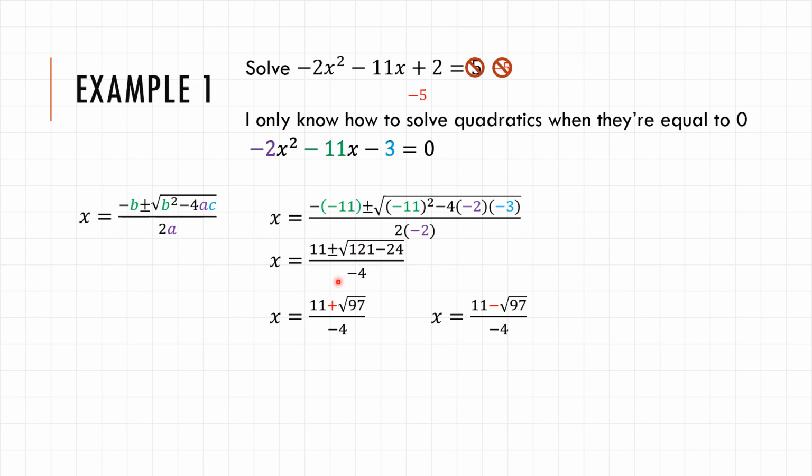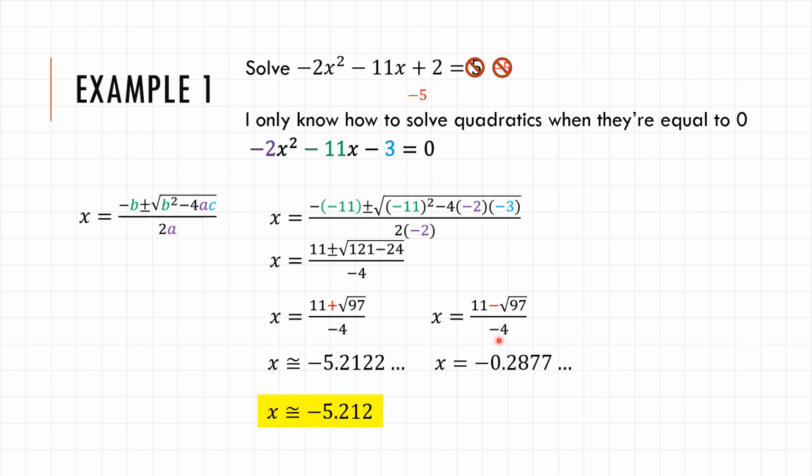And so I've split this equation up now into two equations, the positive and the negative. And in my calculator, I'll just punch in 11 plus root 97 over -4, and that gives me about -5.2122 with many, many more decimals after that. And I'm going to round that to about -5.212.